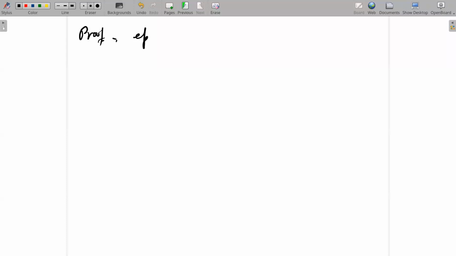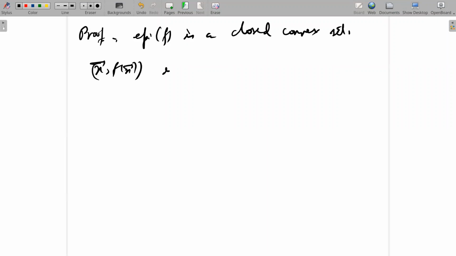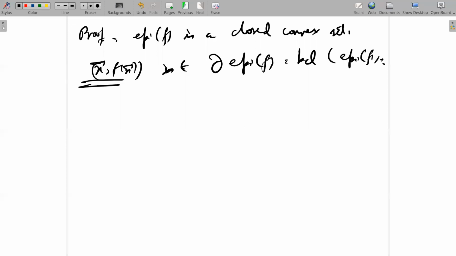Okay, so the epigraph of f is a closed convex set by assumption. It is a convex set by definition: if f is convex, then it is a convex set. But here, in fact, it is a closed convex set. All right, so (x, f(x)) is a boundary point, it belongs to the boundary of the epigraph of f. I think we have been using either notation. So this is on the graph, so (x, f(x)) is on the graph of f.